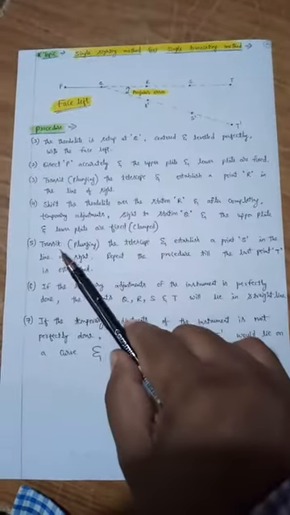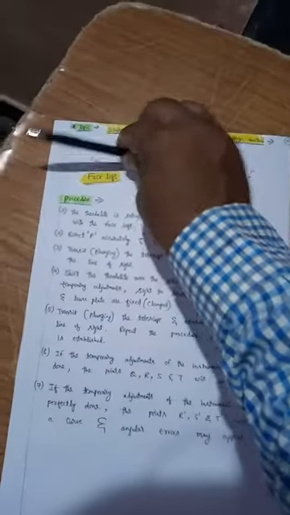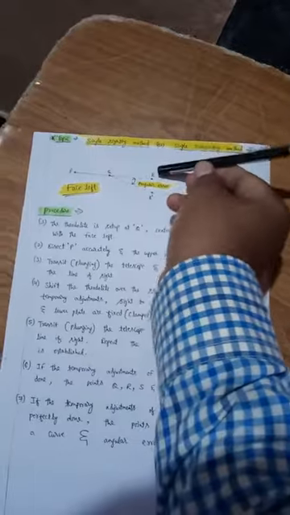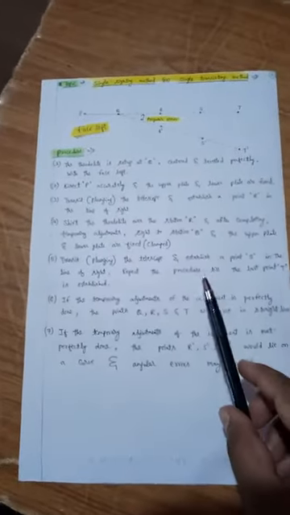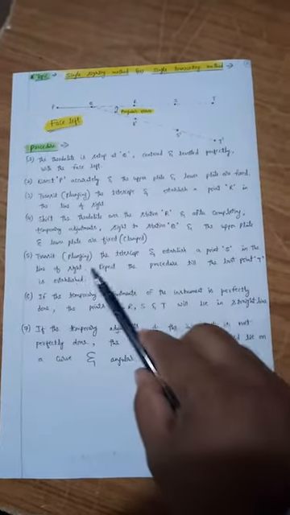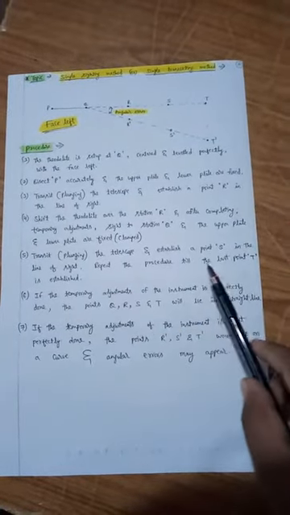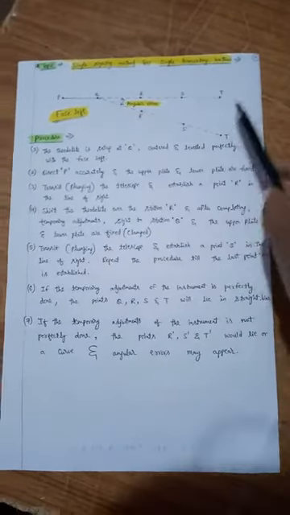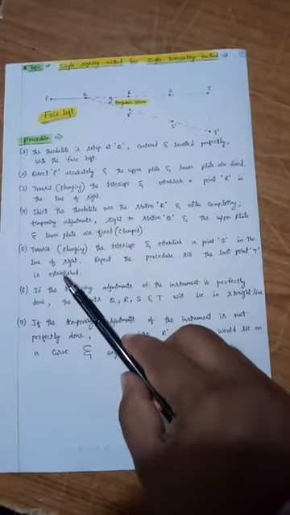Step number 5. Transit the telescope. So we are now transiting the telescope and establish a point S in the line of sight. Repeat the procedure till the last point T is established.